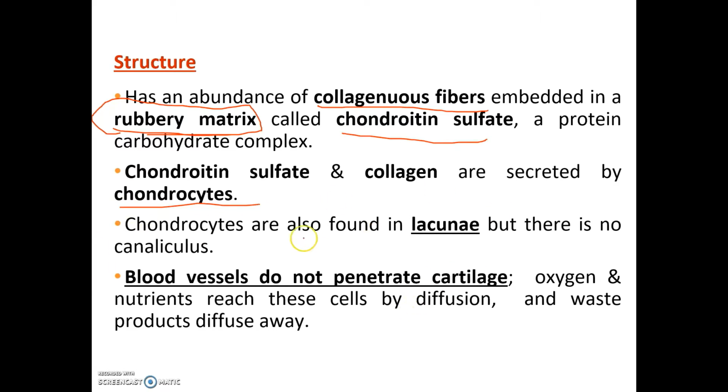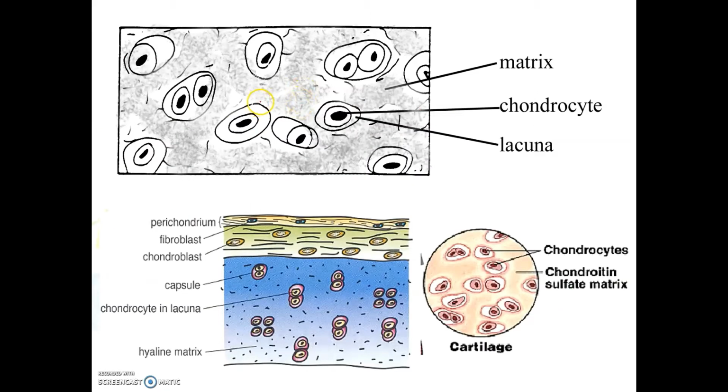It also can be found in the lacuna, just like the compact bone just now. But for this lacuna, they are not interconnected by canaliculi. We also do not have blood vessels to penetrate the cartilage, so oxygen and nutrients will reach the cell by diffusion, and the waste product will just diffuse away. This is the lacuna structure, which can be found in the matrix. The chondrocyte, which is the cell of the hyaline cartilage, can be found inside the lacuna. As we can see here, the lacuna is not interconnected by the canaliculi.